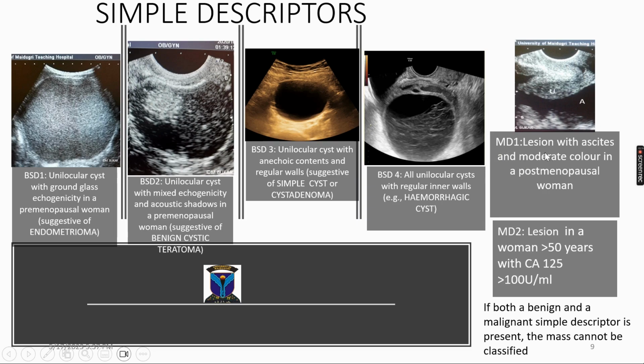For malignant descriptors, you have malignant descriptor 1 and 2. Malignant descriptor 1 is lesion with ascites and moderate color flow in a postmenopausal woman. Malignant descriptor 2 is lesion in a woman greater than 50 years with CA 125 greater than 100 units per mL. When you have both benign and malignant features, the mass cannot be classified.